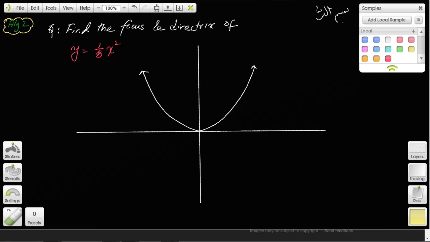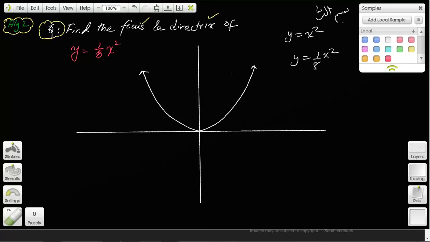So here's a question for us to work through. It says, find the focus and directrix of this quadratic function, a parabola, y equals 1/8 x squared. So we're asked to find the focus and the directrix. Now, if you recall, this is very related to the parent function y equals x squared. Now we're given y equals 1/8 of x squared, so it's going to be chubbier than the parent function basically.